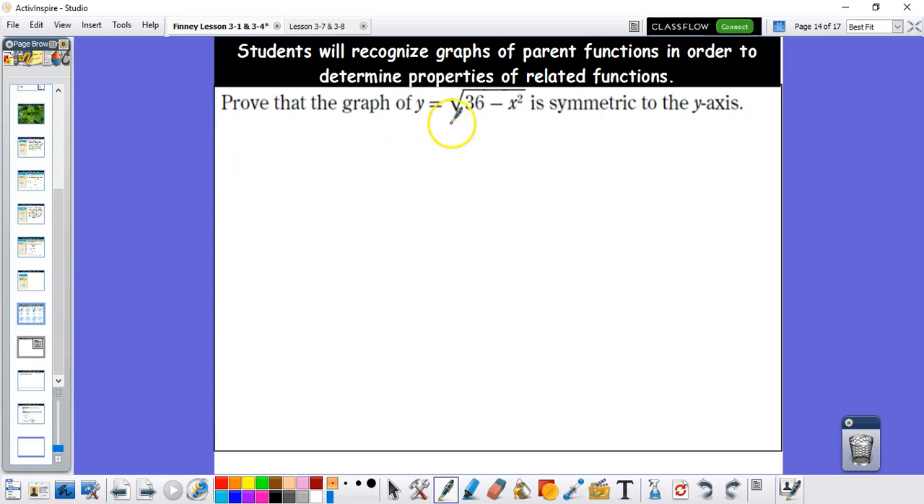So here it's asking us to prove that this graph is symmetric to the y-axis. When you read the words symmetric to the y-axis, what's that really asking? It's asking you to prove that it's even. So it's asking you to show that f of negative x equals f of x.